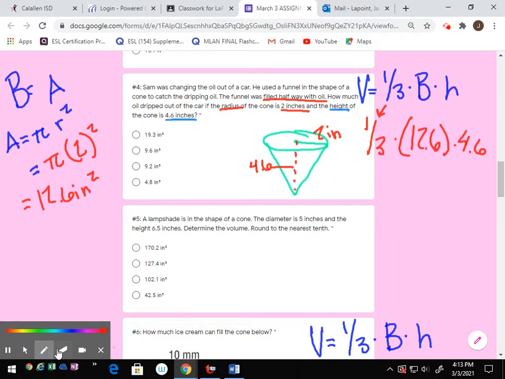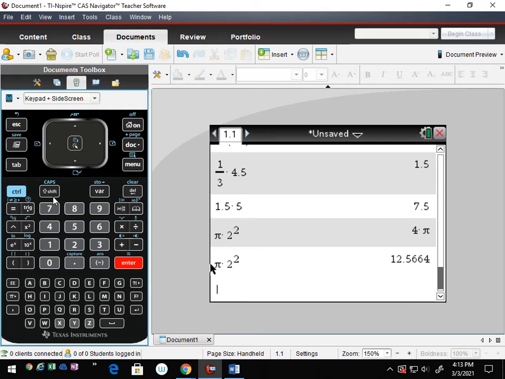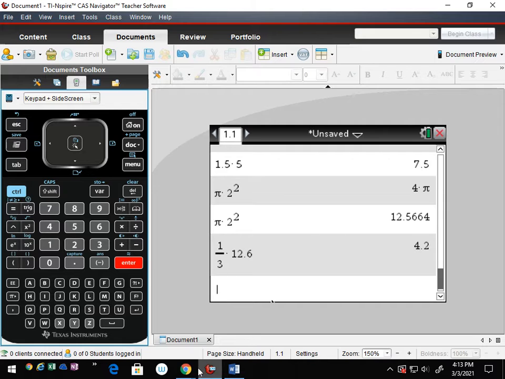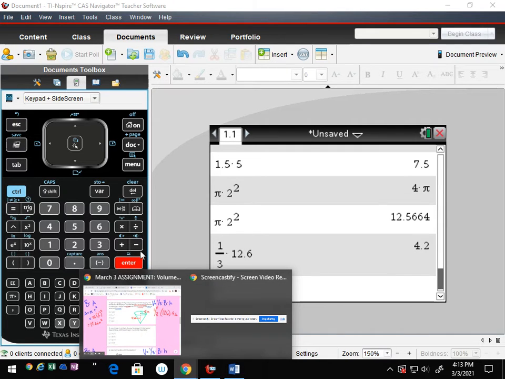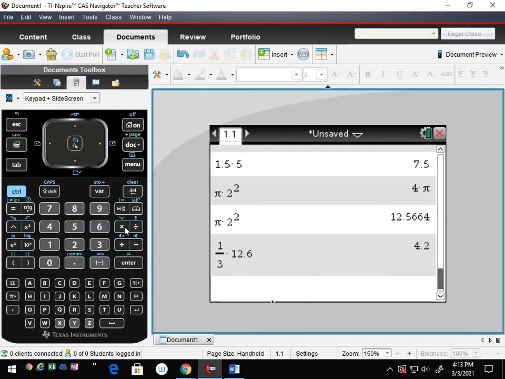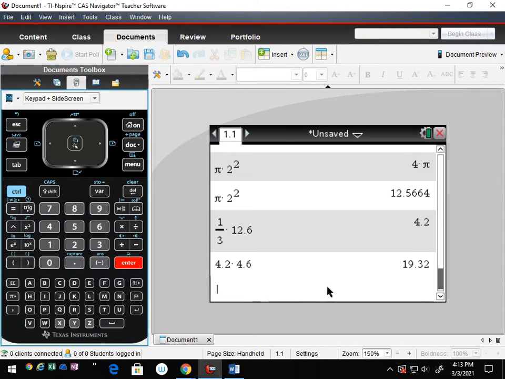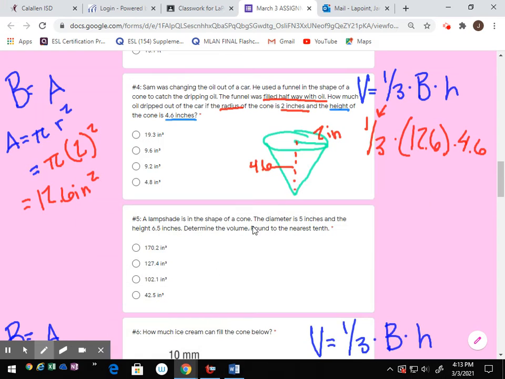Okay. So let's go plug this in our calculator. We get 1/3, so we'll press Control Divide to get our little fraction. 1 down 3 times 12.6. Enter. We have 4.2, and our height was 4.6. So we'll multiply now by 4.6, and we get 19.32.